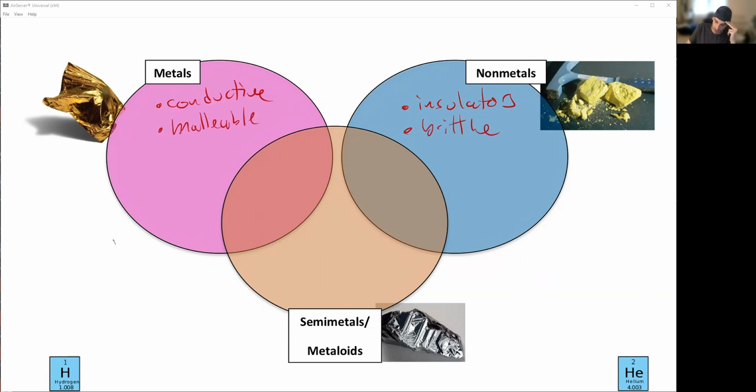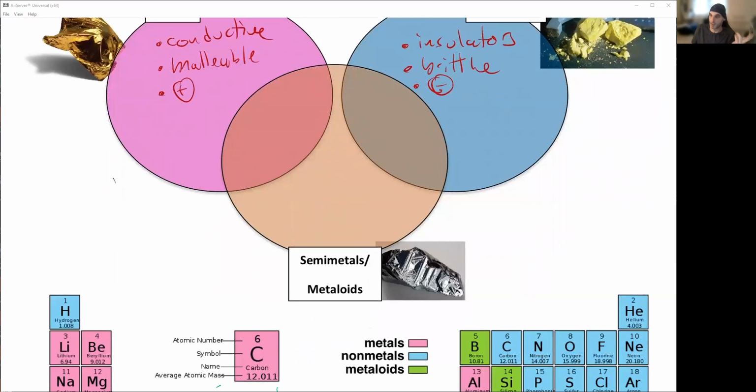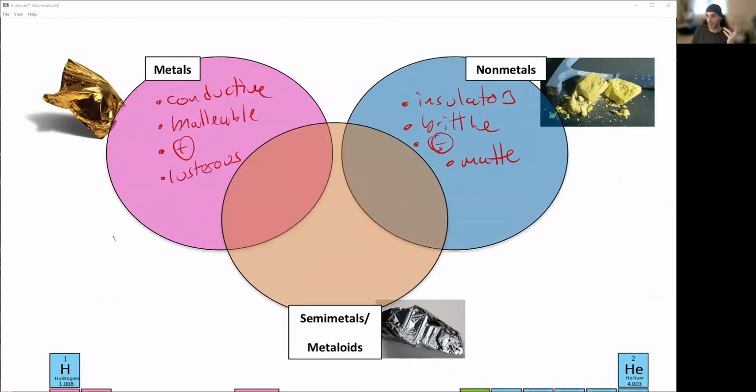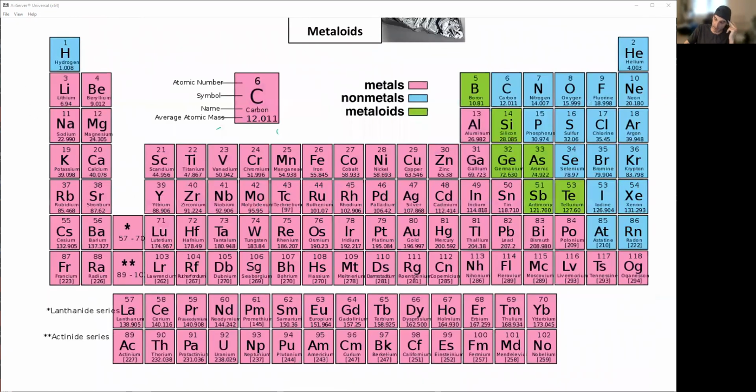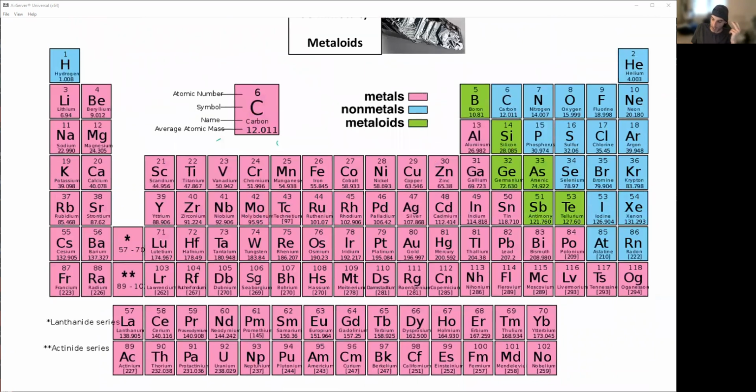Metals form positive charges, nonmetals form negative charges. And then, of course, semimetals are in between. They're not quite as lustrous, but they're not quite as matte as nonmetals would be. Again, we're starting to form some kind of rhyme or reason for our periodic table.